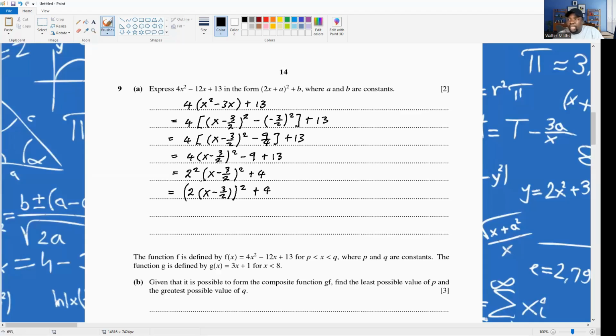So that's how we can put the product of these two squares, all right? I'm actually using the fact that if you have a squared, b squared, it's as good as a, b, all squared. So basically that's what I've applied on this particular step. Okay, so this is going to be multiplying 2 into the bracket. That's going to be 2x, all right? And 2 times minus 3 over 2 is minus 3, close bracket, squared, plus 4. So what we now have is in the form they wanted, the form 2x plus a squared plus b.